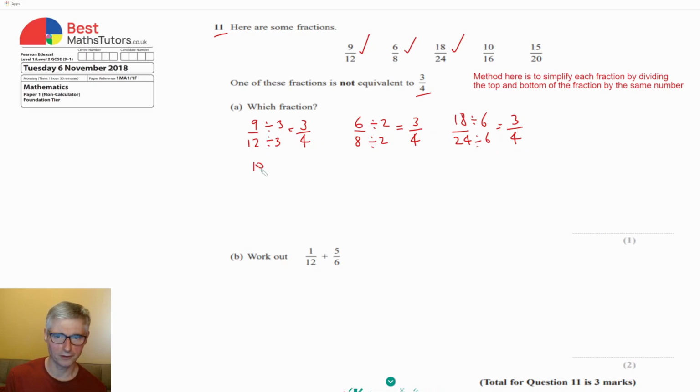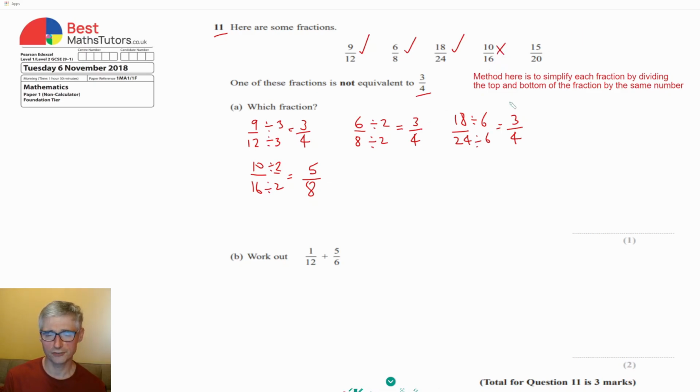So now I'm going to look at the 10/16. So I can divide top and bottom, they're both even numbers. I'm going to divide them both by 2. And I can see 10 divided by 2 gives me 5, and 16 divided by 2 gives me 8. And I can't see any numbers that will go into the 5 and the 8, so actually this is its simplest form. And so we can see that 10/16 isn't equivalent to 3/4. So that one isn't equivalent to 3/4.